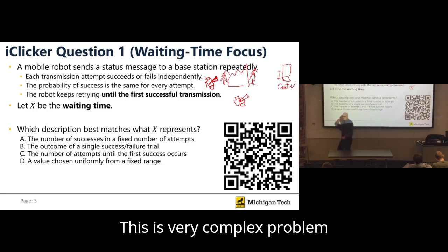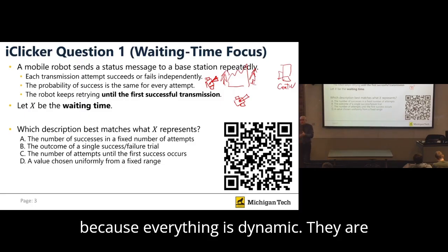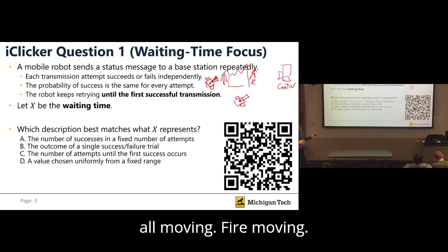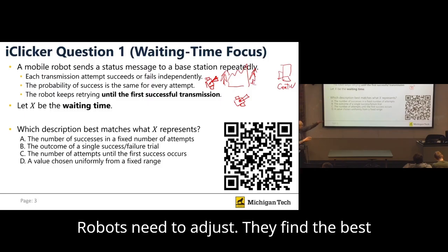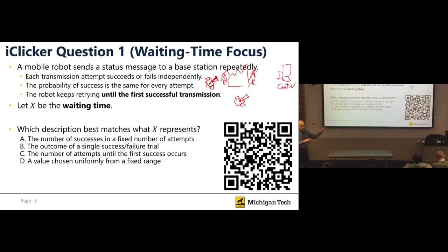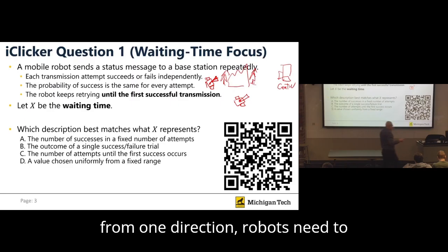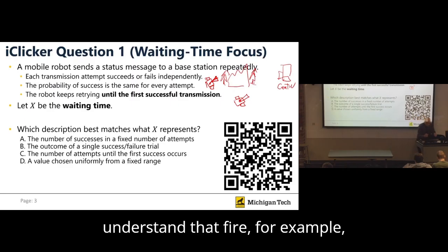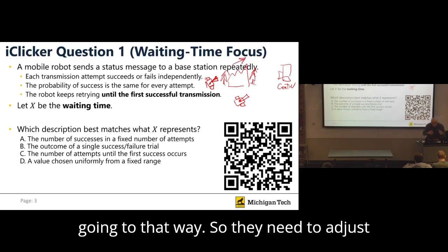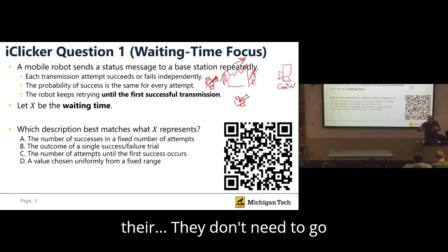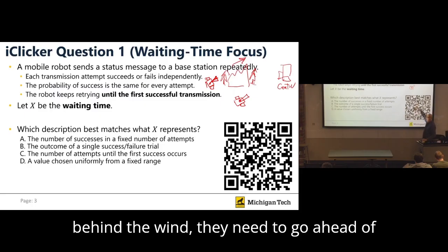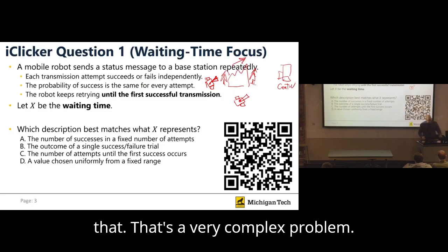They need to help each other because the fire is dynamic, the fire is moving, and they need to adjust their positions to optimize this. This is a very complex problem because everything is dynamic. They are all moving. Fire moving, robots need to adjust. They find the best place. We have a wind factor here, wind effect. When, for example, wind comes from one direction, robots need to understand that the fire is going that way. So they don't need to go behind the wind. They need to go ahead of that. That's a very complex problem.